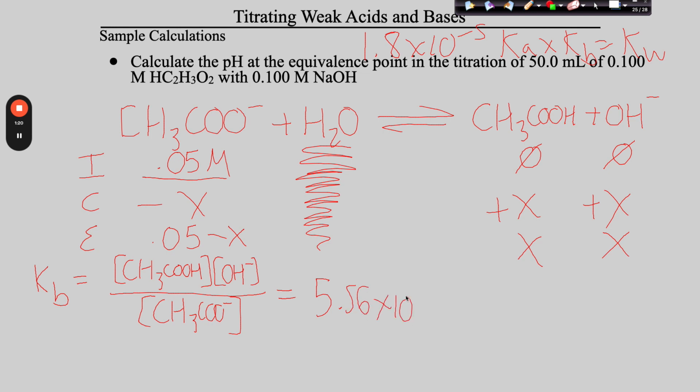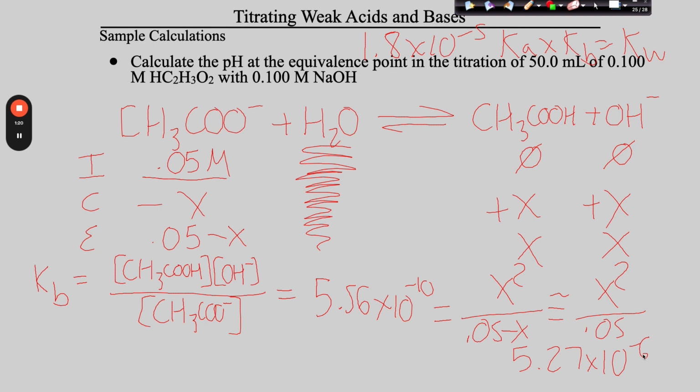5.56 times 10 to the negative 10 is equal to x squared divided by 0.05 minus x, which is approximately equal to x squared divided by 0.05. So we go this times 0.05, take the square root, and I get the molarity as 5.27 times 10 to the negative 6.